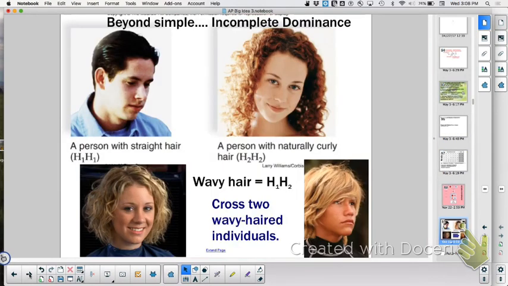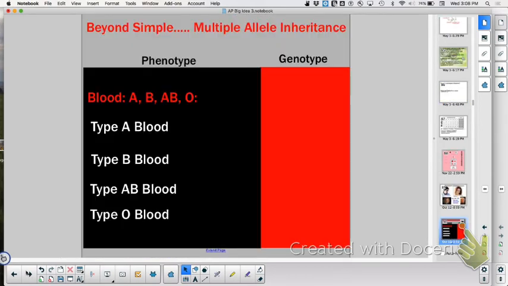Incomplete dominance, we know about that. This is another example. Straight hair, curly hair, hybrid makes wavy. Blood types. What are blood types a really good example of? Codominance. Yeah, and where would we see that? AB blood. What's another good thing that blood is good for?